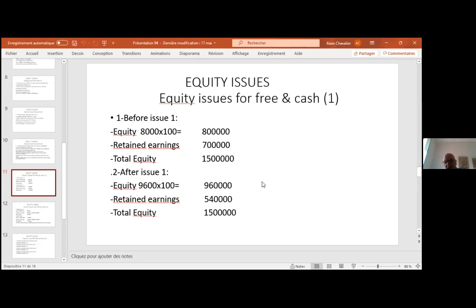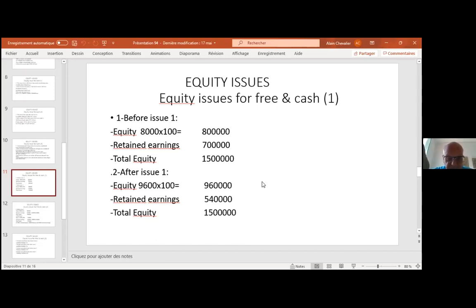After issue 1, what's happened? Remember, that is an equity issue for free. It means there is no change with the cash level, no change with the total equity level, no change with the total balance sheet, and so on, no change over the different equilibriums. But we have an increase in the number of shares, and the number of shares is 9,600. Okay?